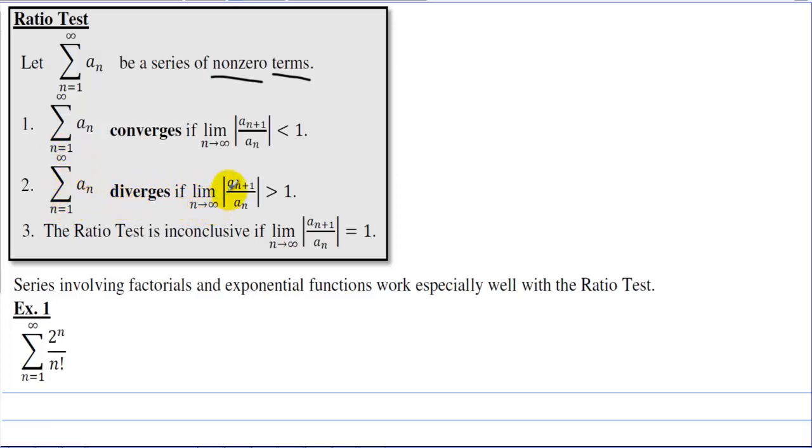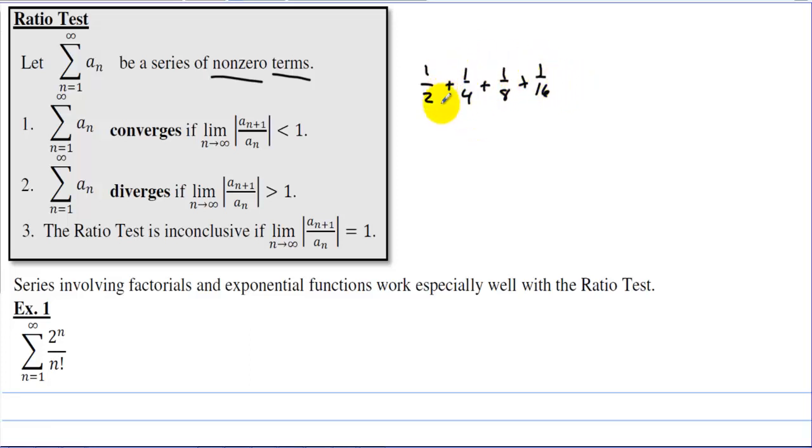as n approaches infinity, of the absolute value of a sub n plus 1 over a sub n is greater than 1. The ratio test is inconclusive if the limit is equal to 1. So let's take some series. How about 1/2 plus 1/4 plus 1/8 plus 1/16?